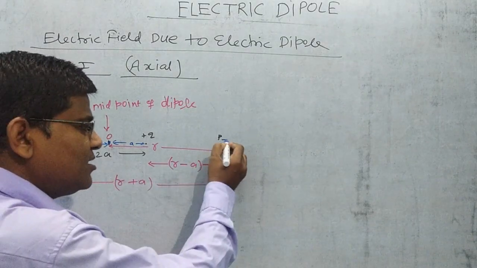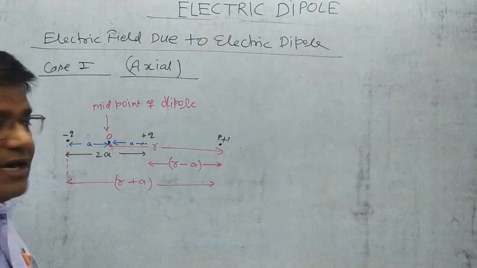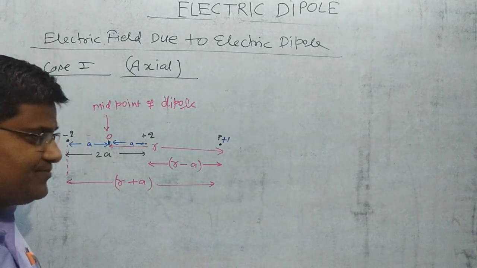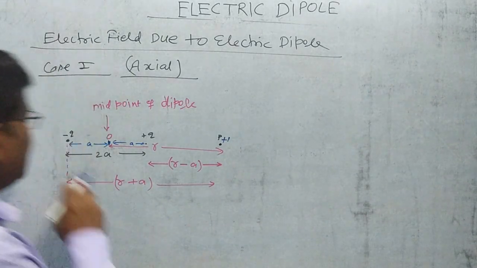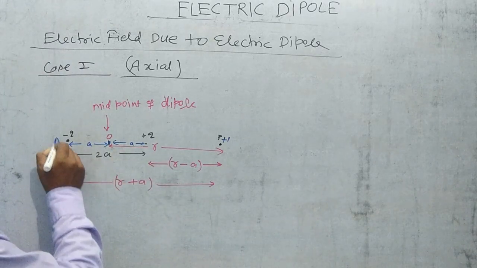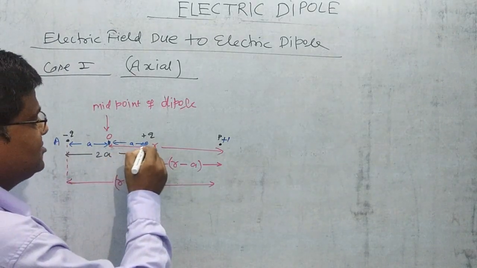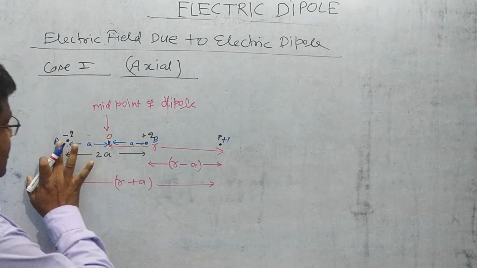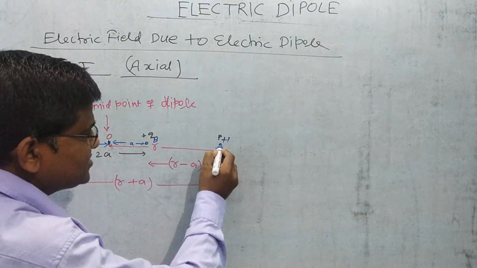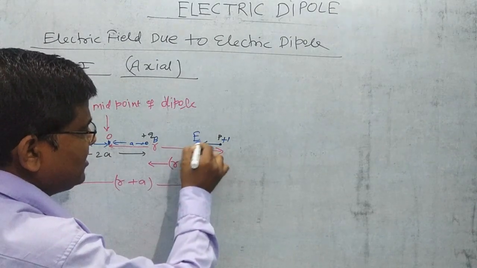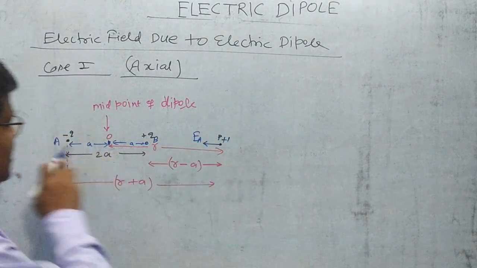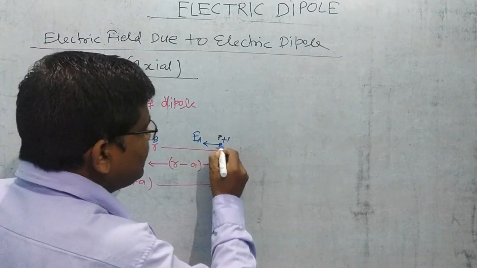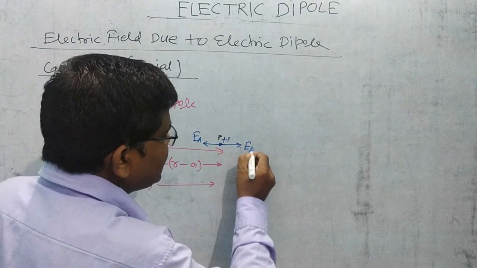As you know, we put a unit test charge at the point where we want to find the electric field. Suppose the two charges are named A and B. The A charge attracts in this direction, EA, because this is the plus charge and this is the minus charge, attracting each other. And this one repels, this is the EB.